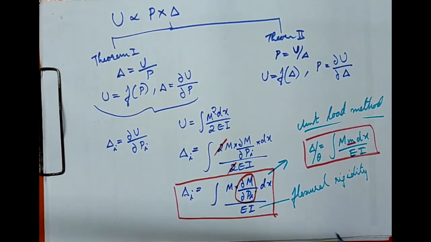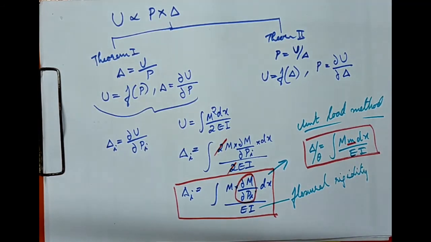Okay, flexural rigidity basically means the rigidity of a material against flexure or bending. Rigidity is basically a resistance or a stiffness, right? If I am trying to bend a steel rod, it shows some resistance. That resistance can be termed as rigidity. So the resistance or rigidity against bending is called flexural rigidity, which is given as EI.